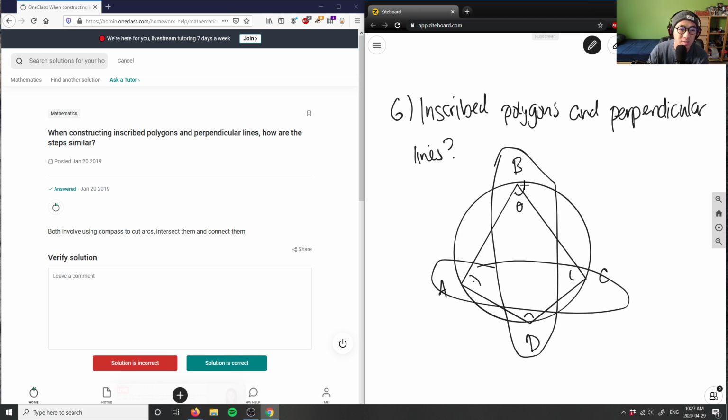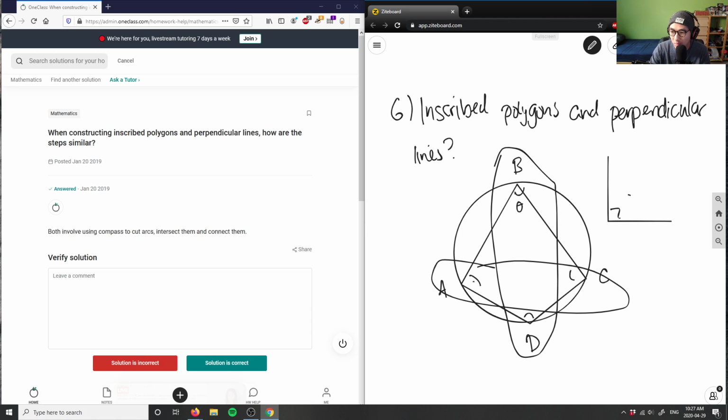So how are the steps similar when we're constructing perpendicular lines? Again, perpendicular lines are simply kind of like 90 degrees. We have lines that intersect at 90 degrees, right? So this here would be an example of a right angle, perpendicular lines. What we can say about this problem is that the steps are kind of the same, but it's not very specific. This is how are the steps similar.